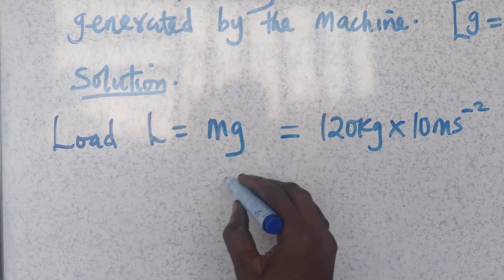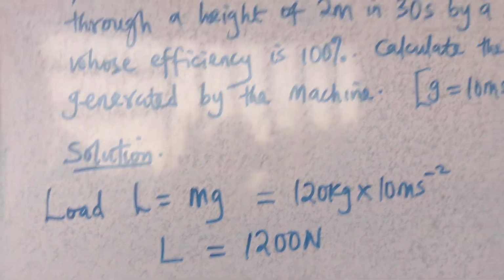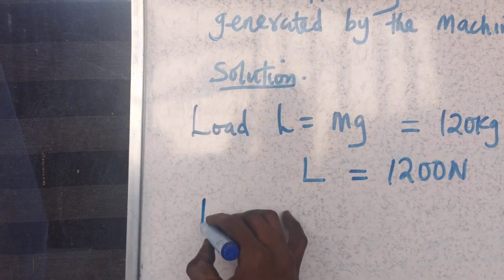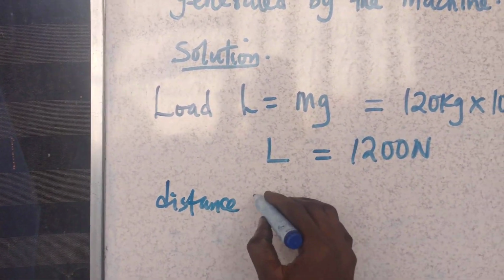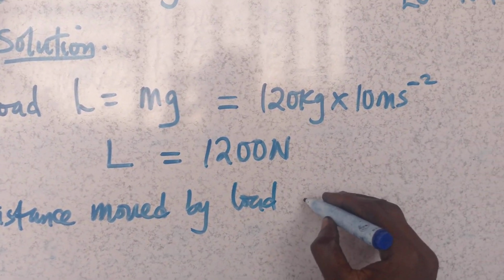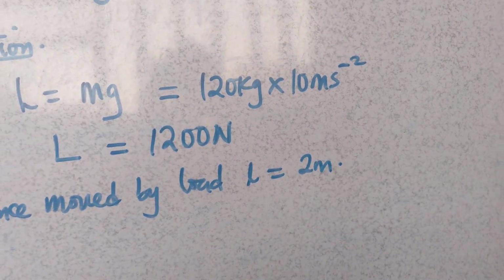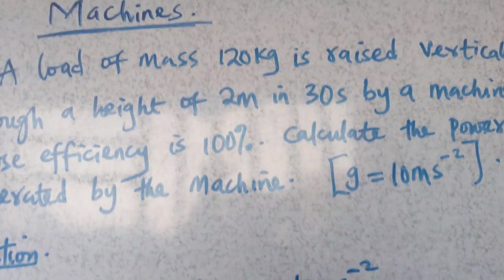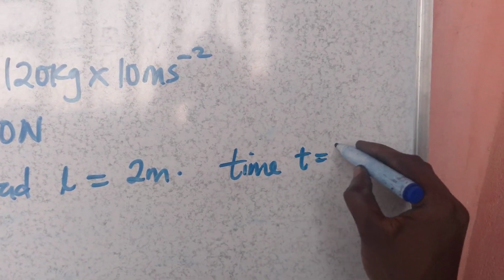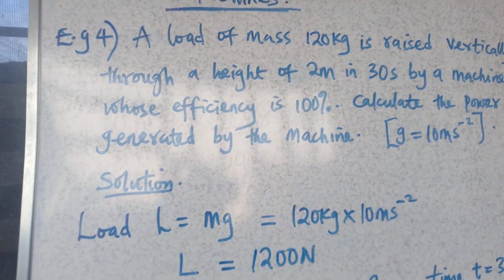Okay, so this now is 1200 Newton. That's the load. Is raised vertically through a height of 2 meters. So distance moved by load, small l, is equal to 2 meters. In 30 seconds. So the time taken, time t, is 30 seconds, by a machine whose efficiency is 100%.